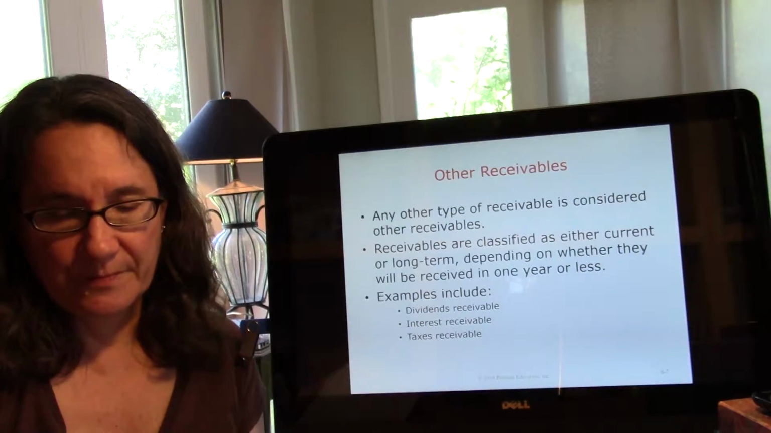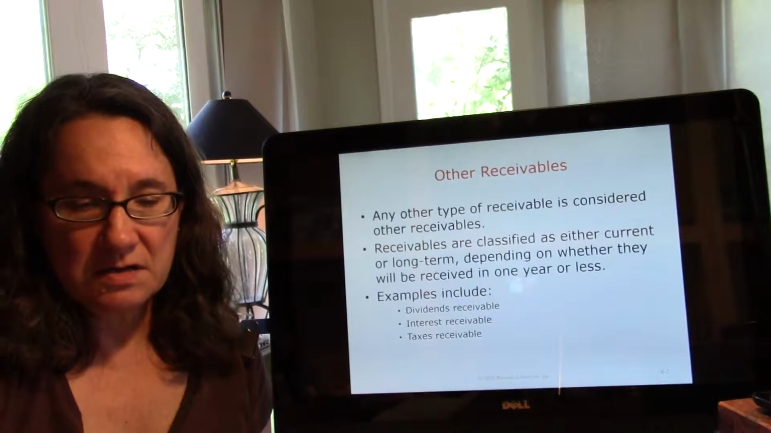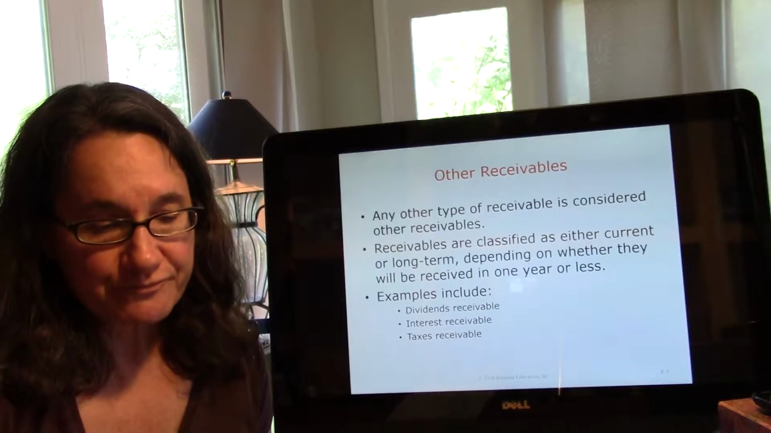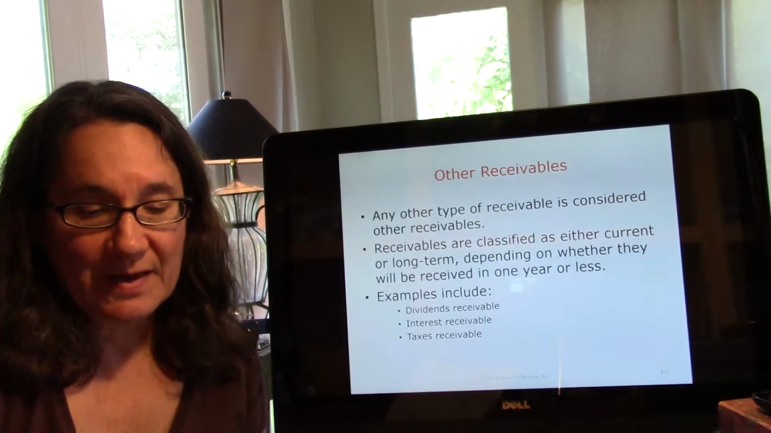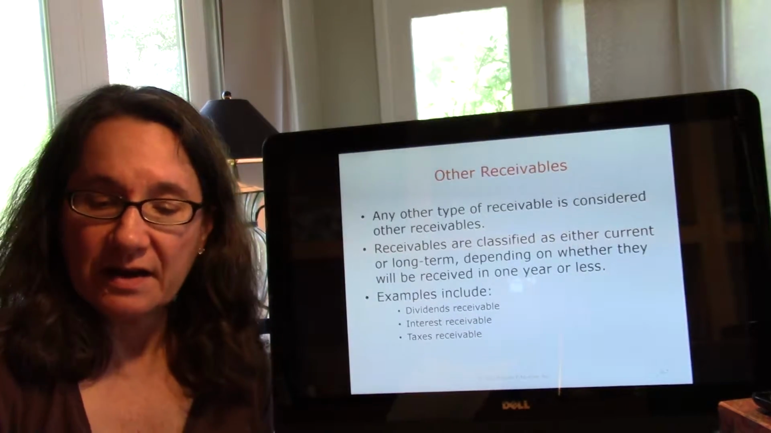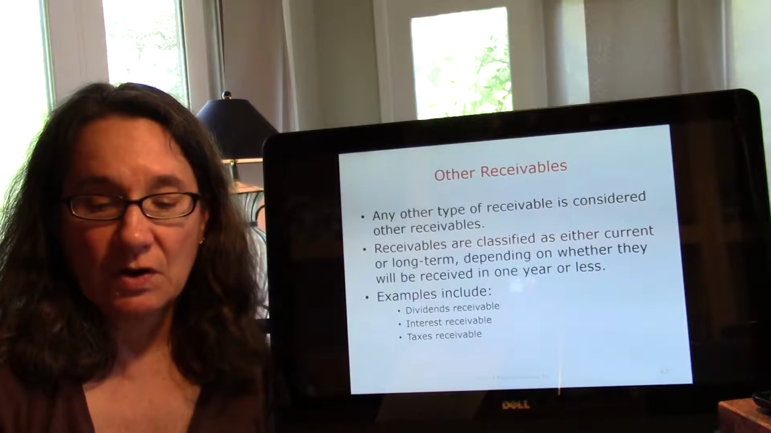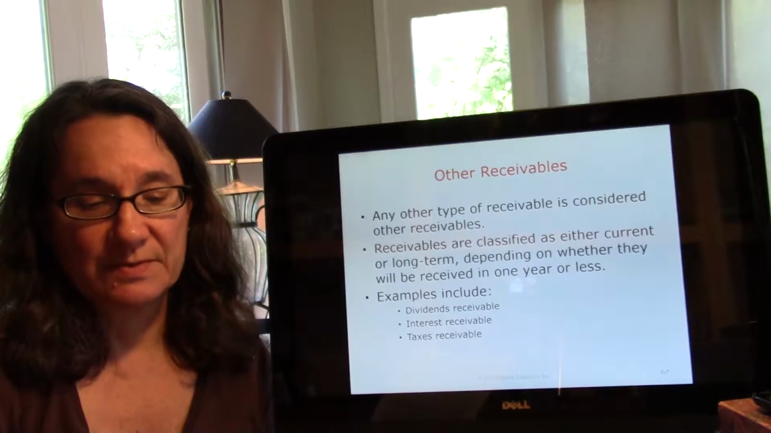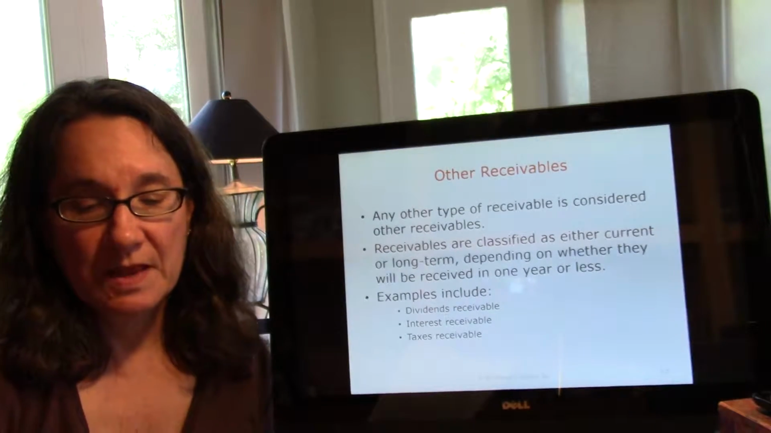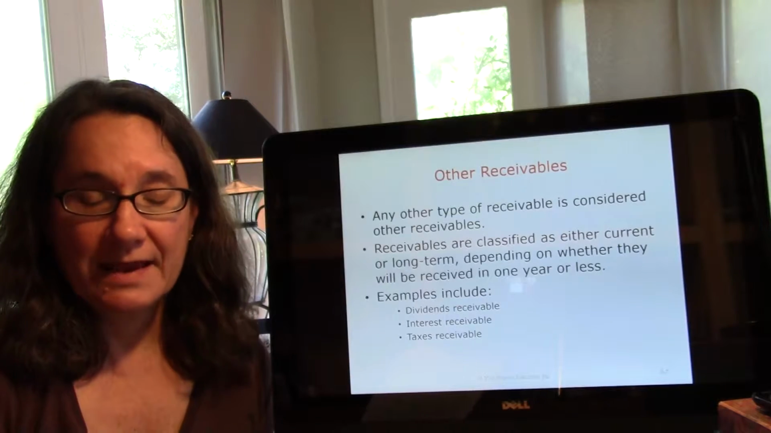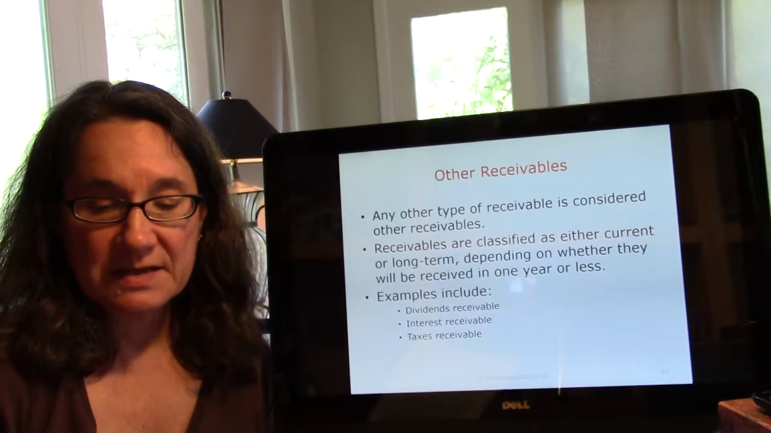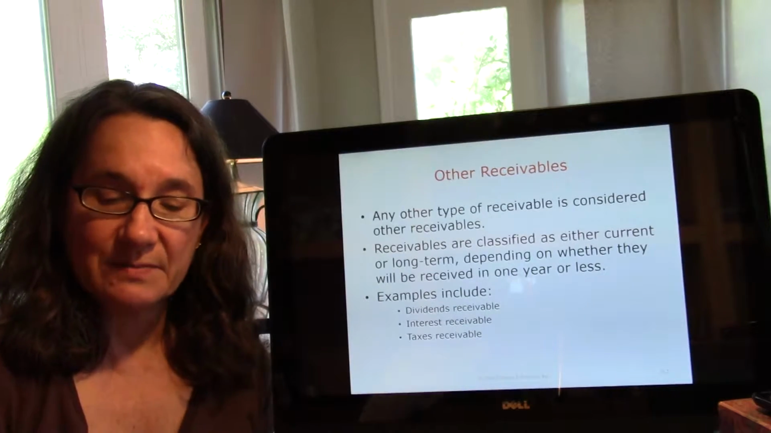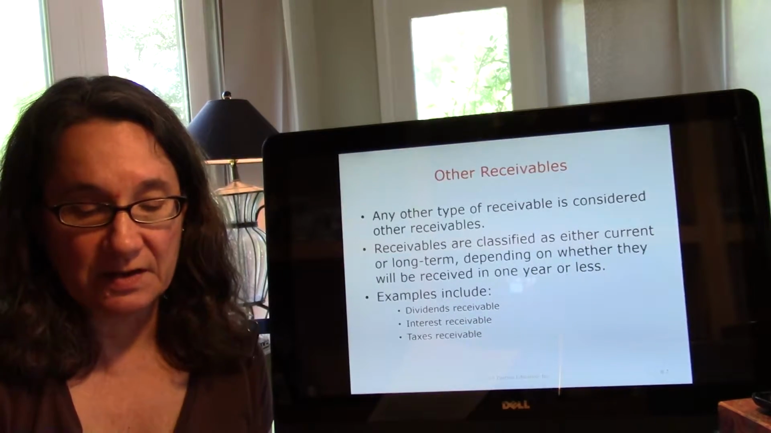Other receivables. So you may have something that's not an account receivable or a note receivable. Other receivables make up a miscellaneous category that includes any other type of receivable where there is a right to receive cash in the future. Common examples include dividends receivable, interest receivable, and taxes receivable. These other receivables may be either current or long-term assets, depending on whether they will be received within 1 year or less.